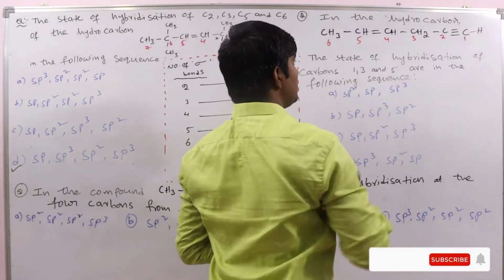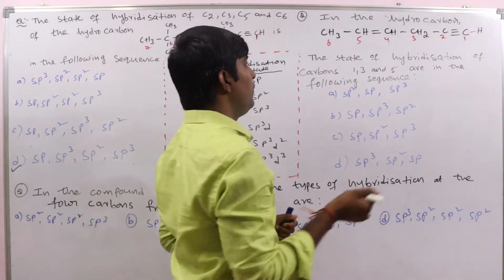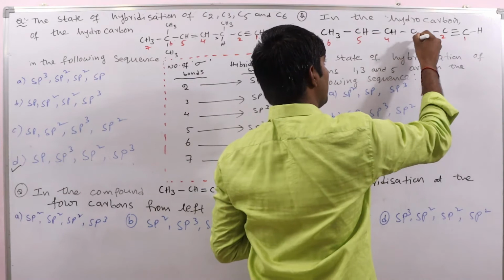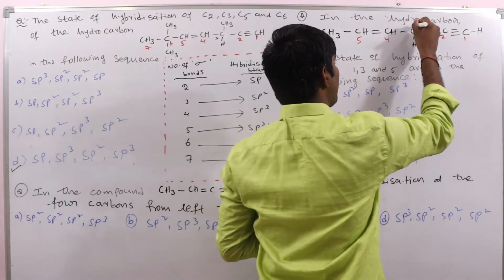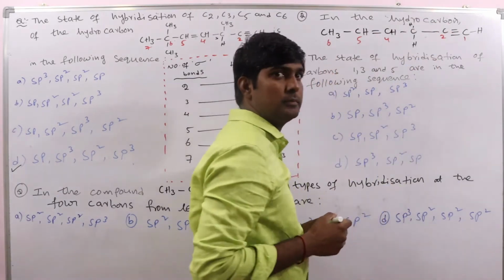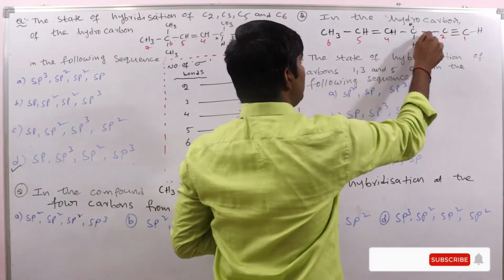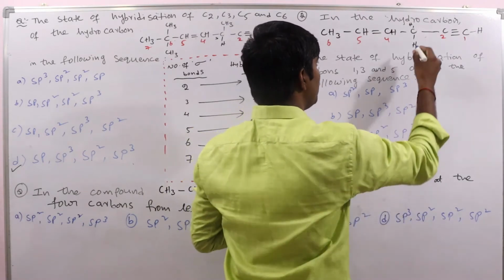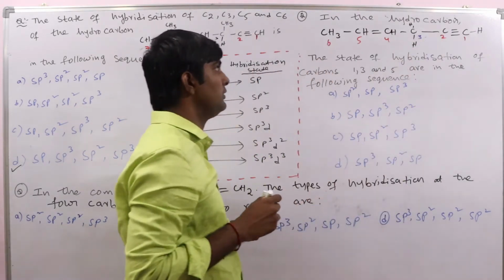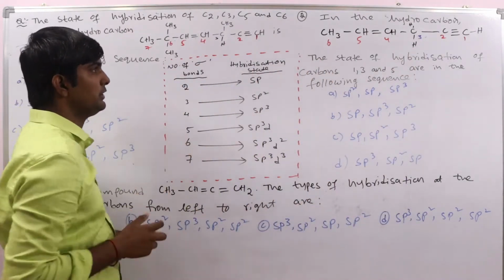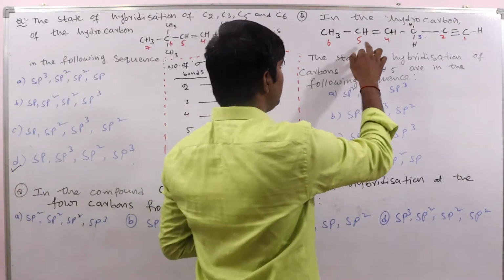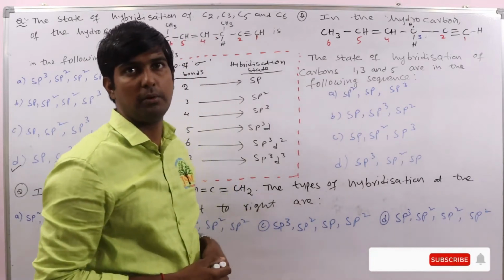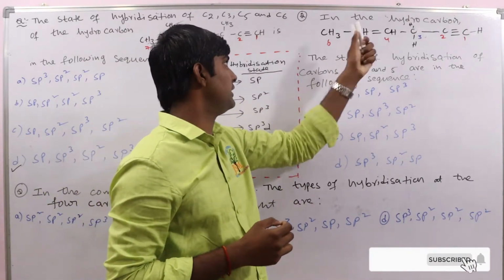Next, the third carbon. See here, this carbon has 4 sigma bonds. CH2 we can write like this, with H. So 1, 2, 3, 4. How many sigma bonds are there? 4 sigma bonds are there at the third carbon. So what is the hybridization? sp3 hybridization. Next, the fifth carbon. 1, 2, and the CH bond, another sigma bond. Total 3 sigma bonds. So here sp2.